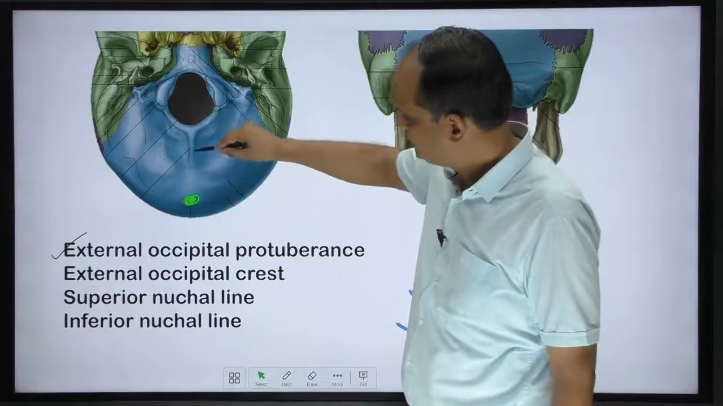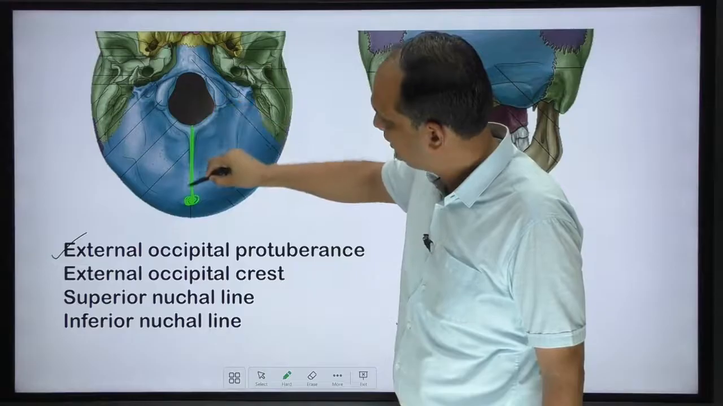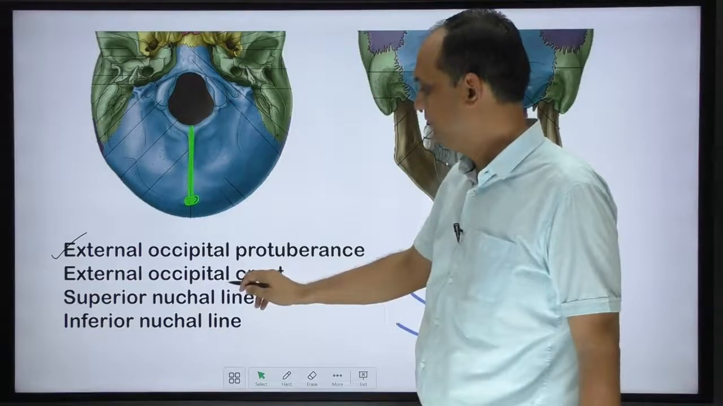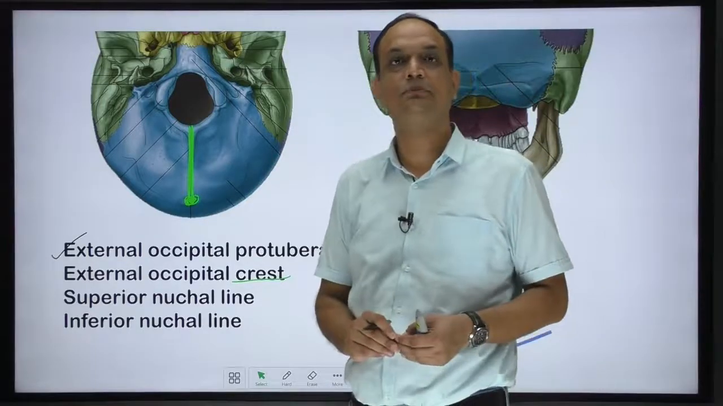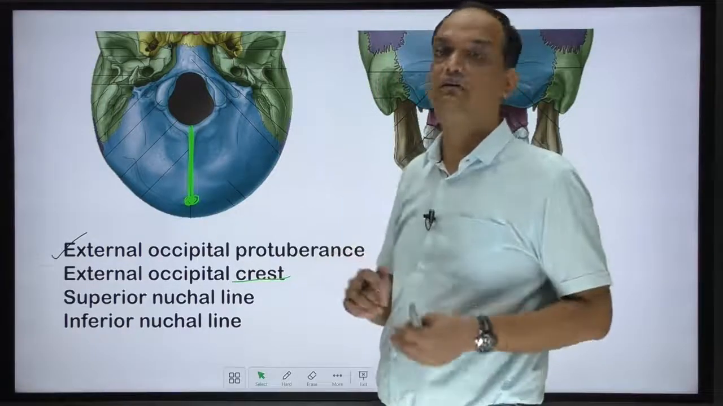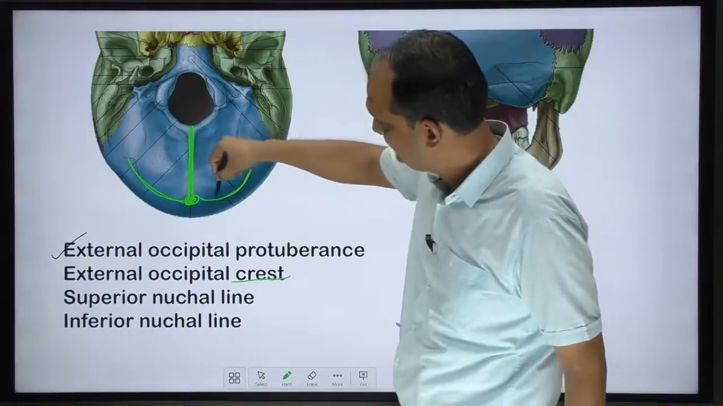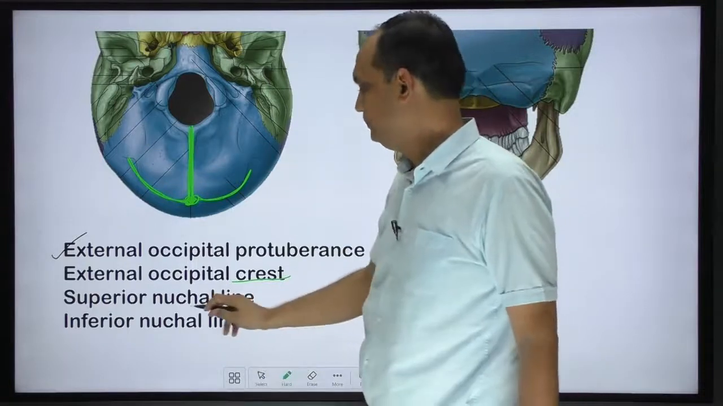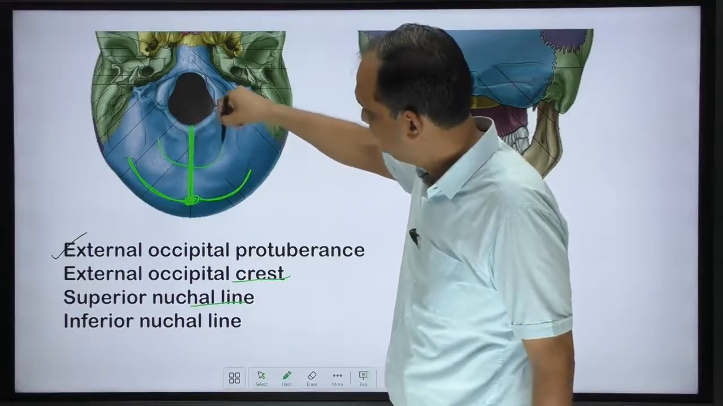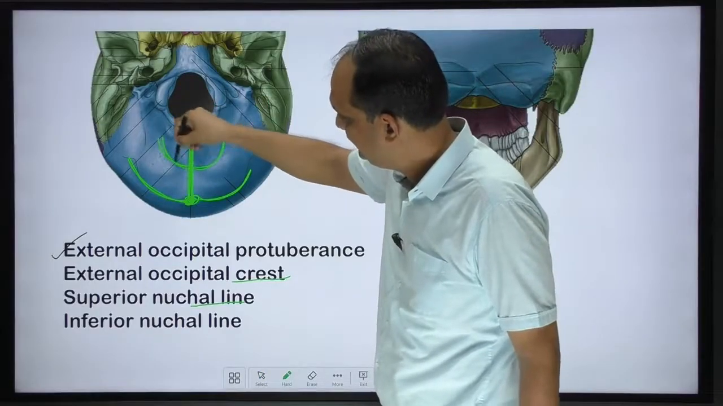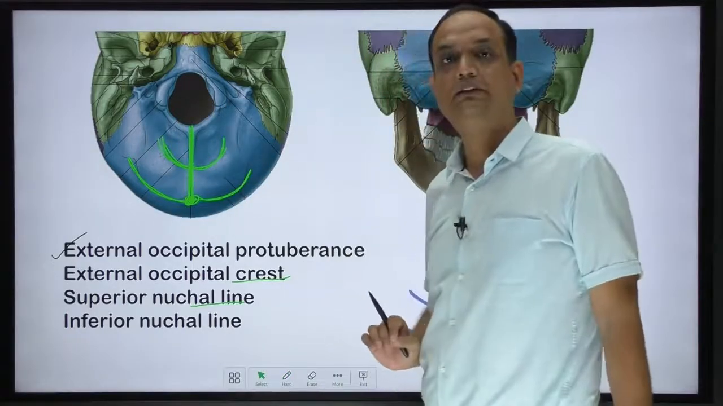Now from the external occipital protuberance you have a line, and this line goes till the posterior border of the foramen magnum, and this is known as the external occipital crest. Now on this crest you see two lines which are horizontal curved lines. This is the one line which goes from the external occipital protuberance to the sides, and this is known as the superior nuchal line. And at the midpoint we have one more curved line, and this is known as the inferior nuchal line. Clear? So first you have to identify these bony landmarks.